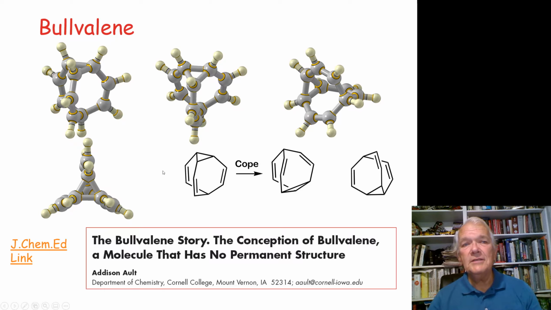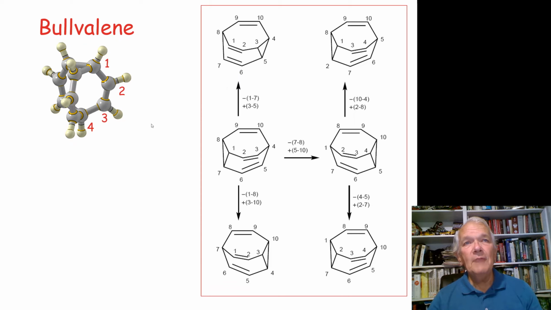So this is a really famous molecule. There's a nice article in the Journal of Chemical Education that discusses this. You might want to look it up. You can also find it on Wikipedia. But if you number the atoms and you look through the series of Copes, what you will find is that every atom works its way through this structure to occupy every possible position.